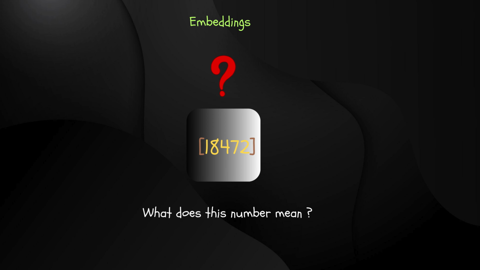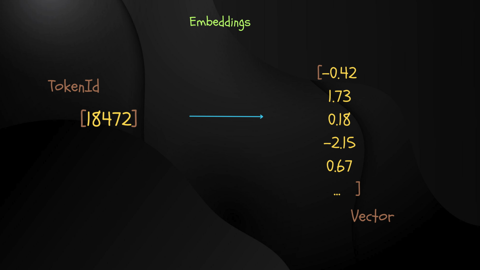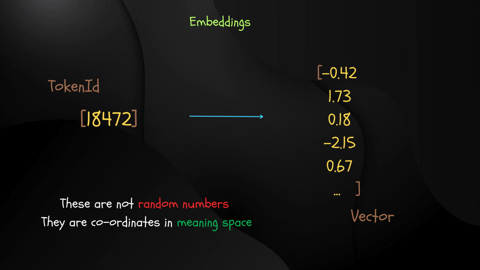So before these tokens can enter the model, each token ID is converted into something called an embedding. An embedding is simply a vector, a long list of numbers, something that might look like this. To us, it looks like a random collection of values, but to the model, these numbers carry information about the token and its relationship to other tokens.